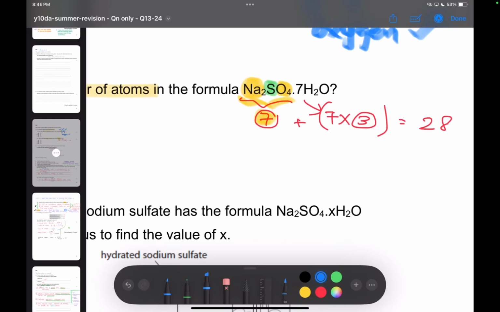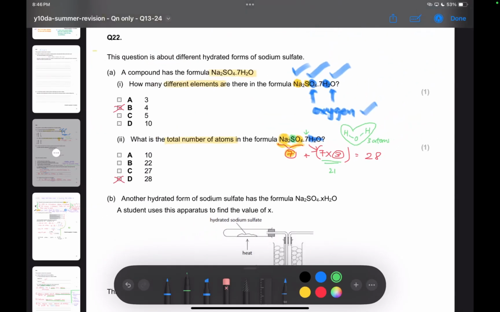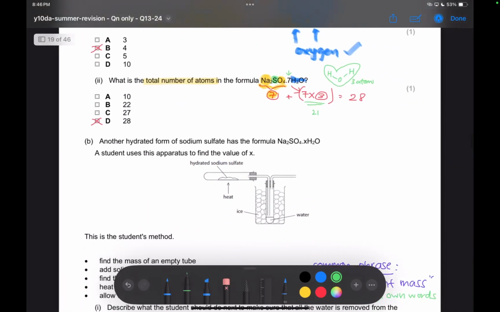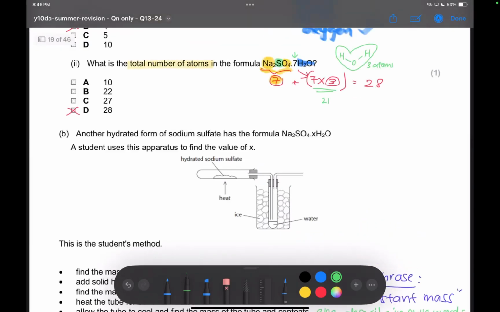Okay, and then for water is like this. So one water molecule has 3 atoms. Because there's a total of 7 water molecules, I multiply 7 and 3 together, I get 21 here. So essentially, if you add them up, 7 plus 21, you will get 28. Okay, right. So that's how we get D as the option. Remember to cross out your answer.